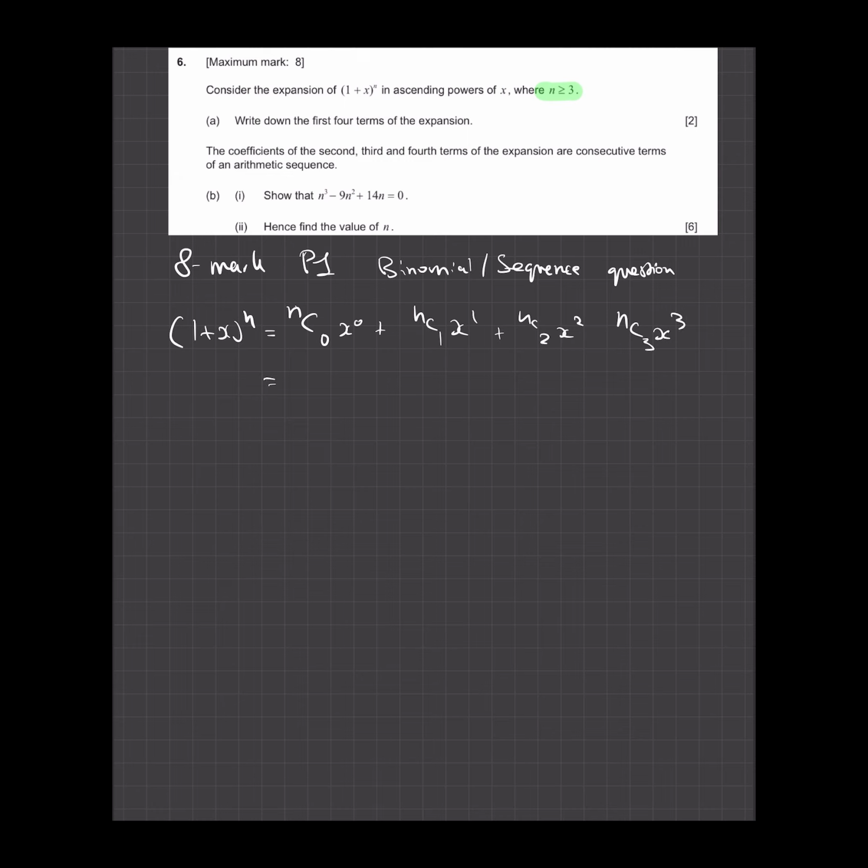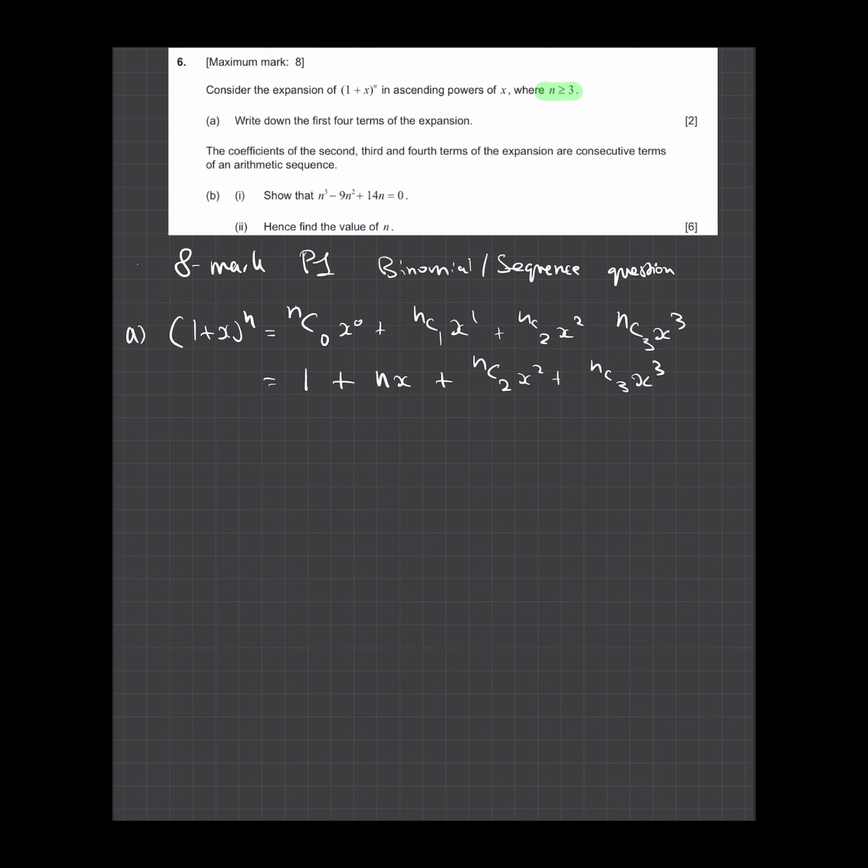We can simplify this. nC0 is just how many ways you can pick 0 from n, that's just one way, and x to the 0 is just 1, so it's 1, plus how many ways can you pick 1 from n objects? That's just n, right? Because you can pick each one once and there's n of them, so that's nx, plus, and then these ones we're just for now going to leave as nC2 x squared plus nC3 x cubed. So that's the first part, that's part A.